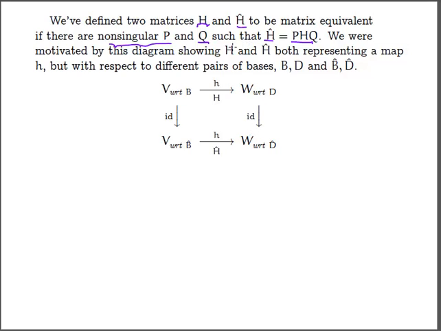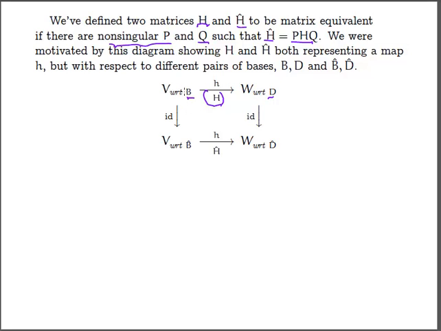If H represents a linear map from V to W, where V is represented with respect to basis B, and W is represented with respect to basis D, we know that if we have a linear map from two such vector spaces, it's represented by a matrix with respect to these two bases.